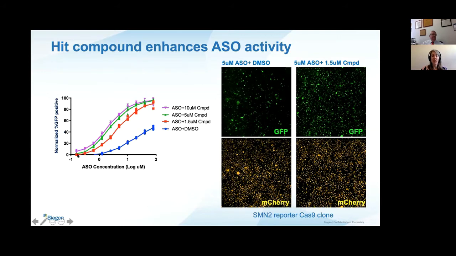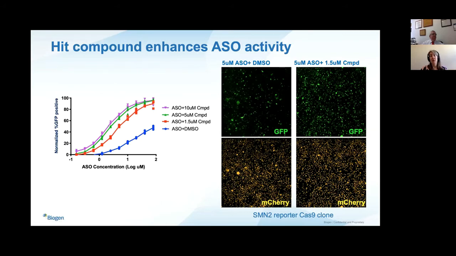Shown here on the left is just a concentration response showing the ASO alone in blue. And then as you titrate in compound, you get a shift to the left. The EC50 becomes more potent for the ASO, and this happens in a concentration responsive manner. As you increase the amount of compound, you see a further left shift in that curve.